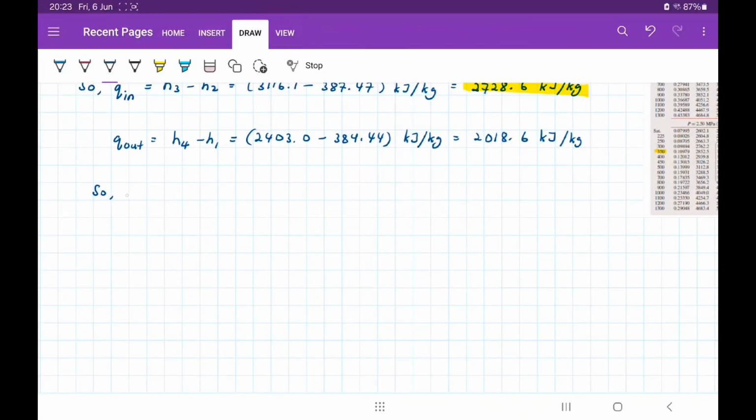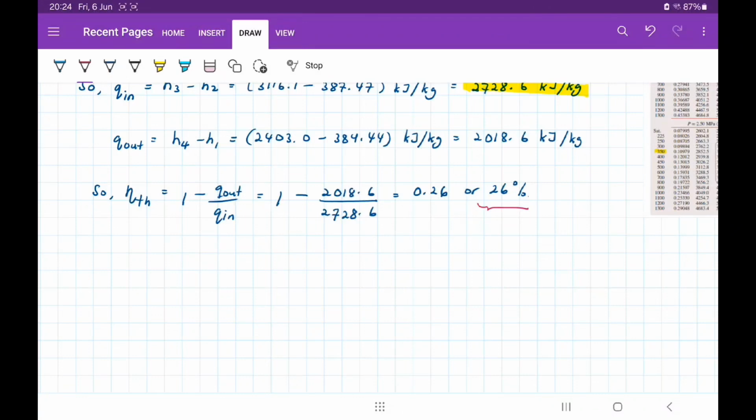So your thermal efficiency is equal to 1 minus Q out over Q in, and this is equal to 1 minus 2018.6 over 2728.6, which equals 0.26 or 26%. Okay, what it means is that the power plant converts 26% of the heat it receives in the boiler to net work. That's what it means.